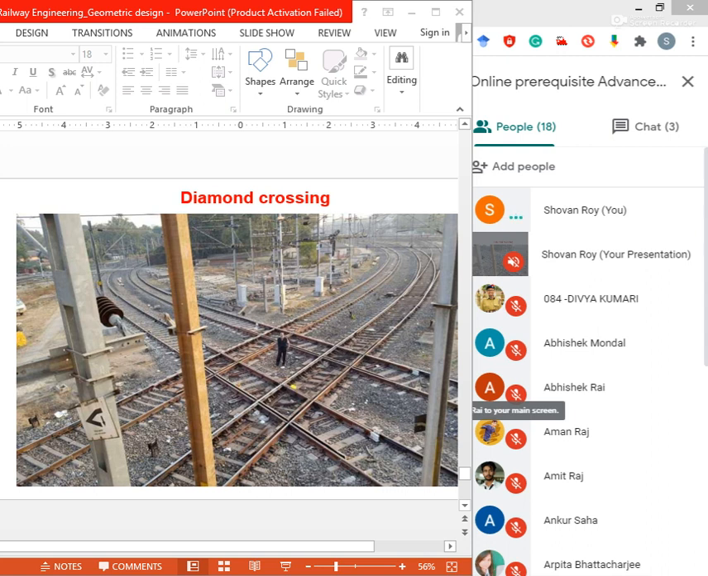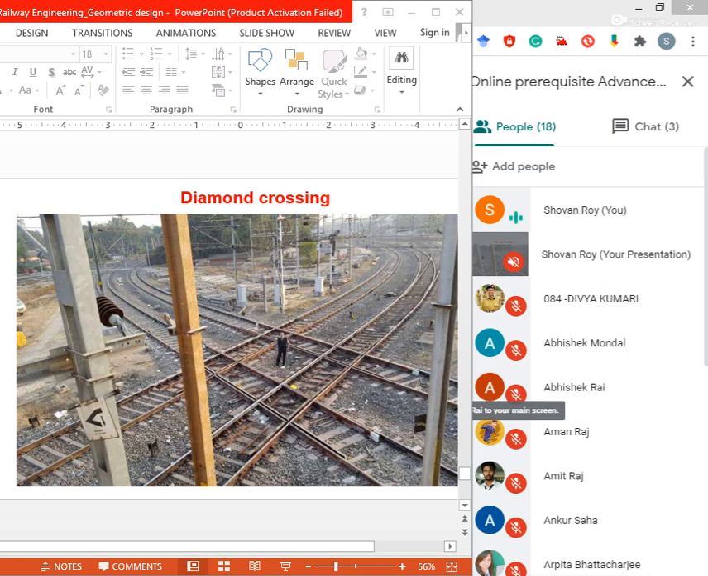And finally the C class station. The C class station is only a block hut where no booking of passengers is done. It is basically provided to split a long block station section so that the interval between successive trains is reduced. And no train normally stops at these stations.